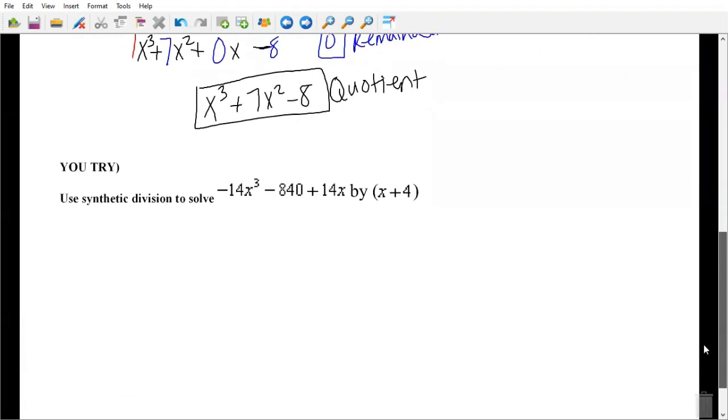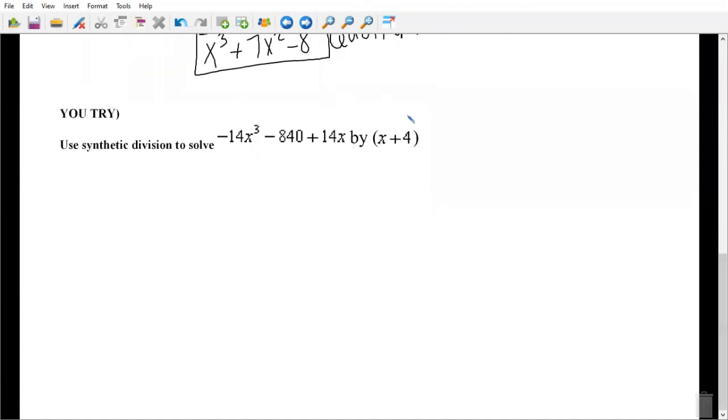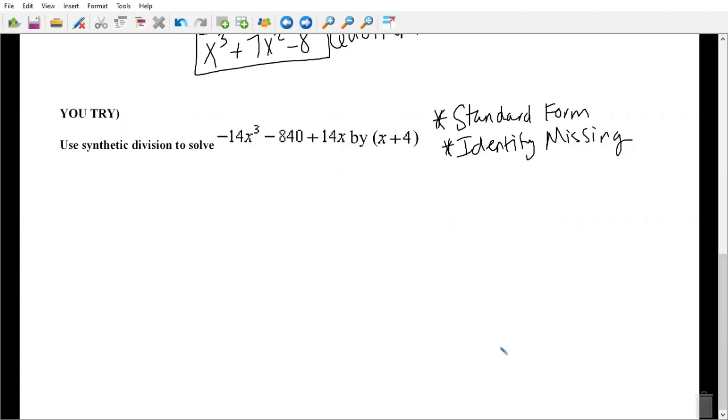All right. So yours is right here, but I want you to pay attention. Make sure it's written in standard form. And make sure you identify your missing terms. All right, I'm going to give you a couple minutes. Go. All right. So when you looked here, you had to check standard form.